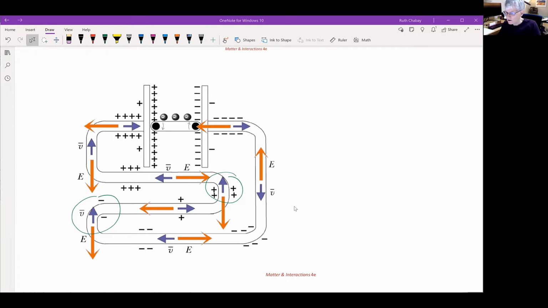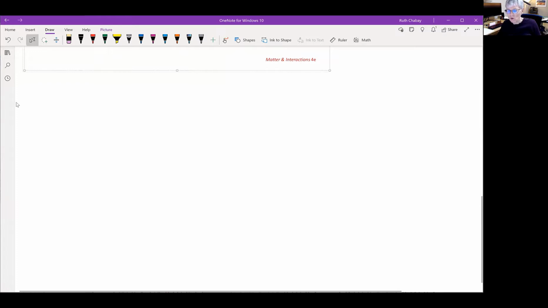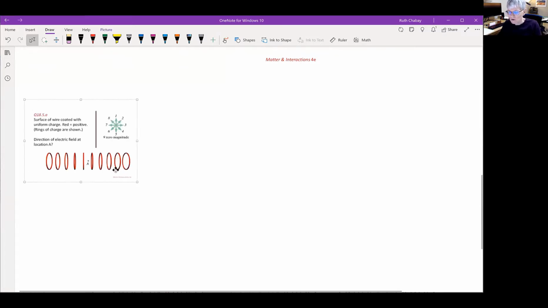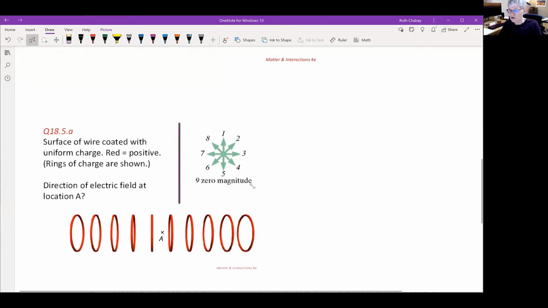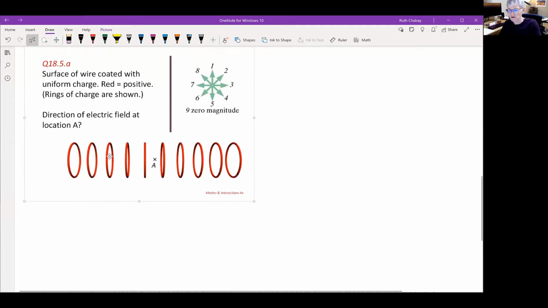Okay, so here is a question. Suppose we had a wire whose surface was coated with charge, and we're sampling, so here's a wire. There's charge all over the surface of this wire, and we're just sampling here at intervals to show what the charge is. It's indicative of the charge distribution on the whole wire.